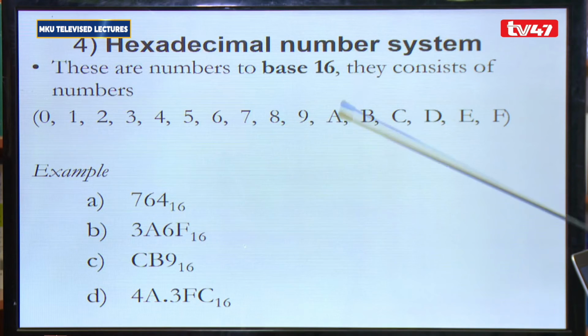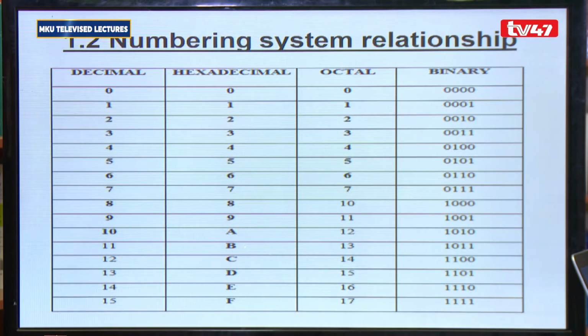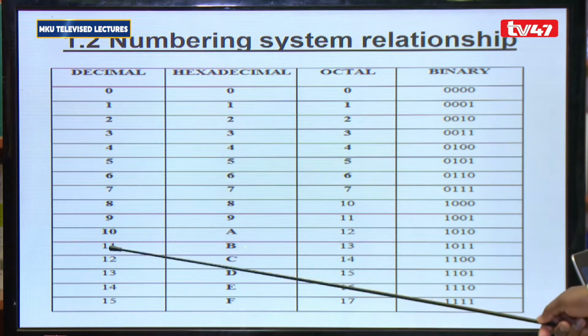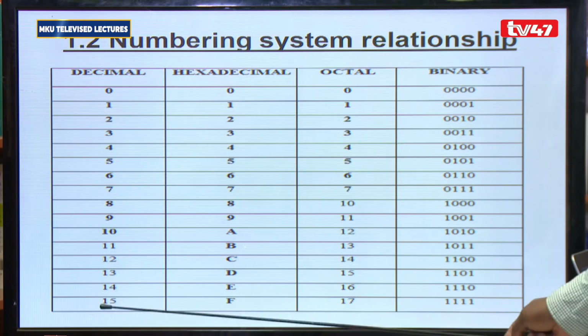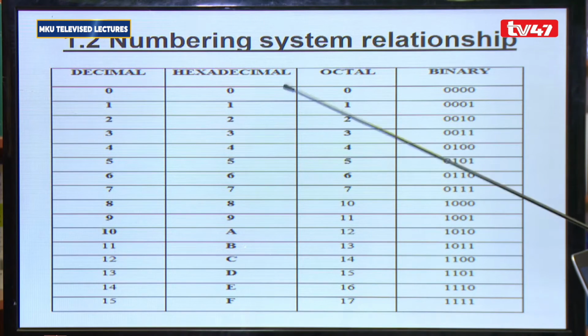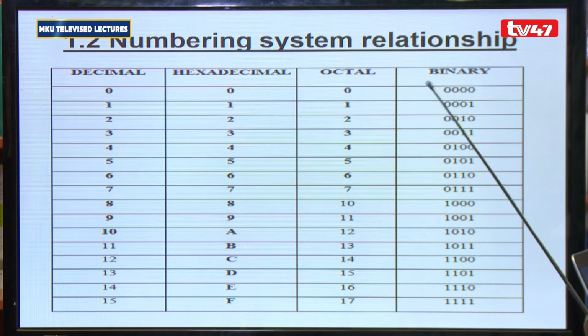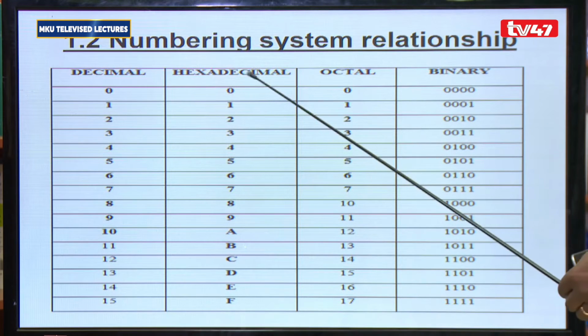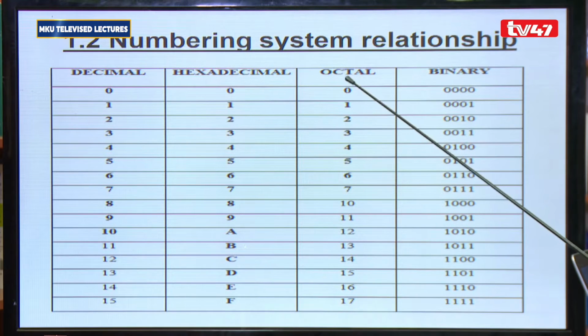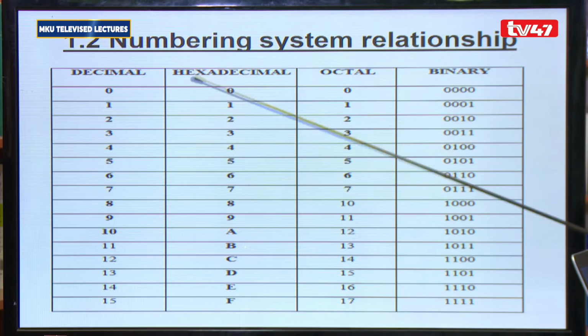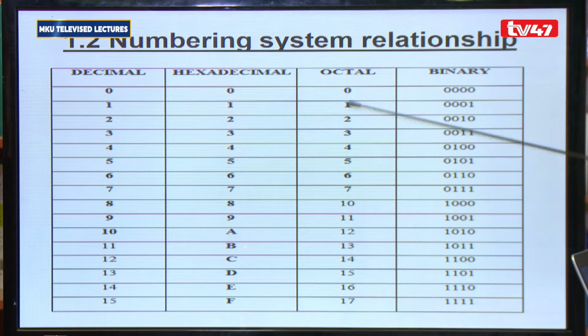Where do we use these numbering systems, especially in computing? But before we get to know where we use them, this is the numbering system relationship. When you look at the decimal numbers from 0 onward, you can equate them to the equivalent hexadecimal, octal, or binary. 0 is equivalent to the binary 000, and to hexadecimal 0.